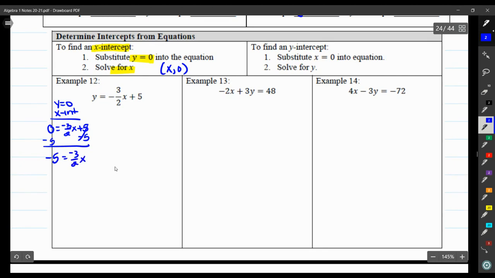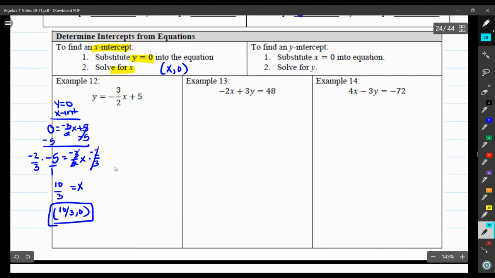So to get rid of that -3/2, we're going to have to multiply by -2/3. Flip it over. So the 2/3 and the 3/2 are gone, so we get x equals, remember this is over 1, so -2 times 5 is 10, 3 times 1 makes 3, and I can't do anything with 10/3. So the x-intercept is 10/3, comma 0. There's half of what I need.